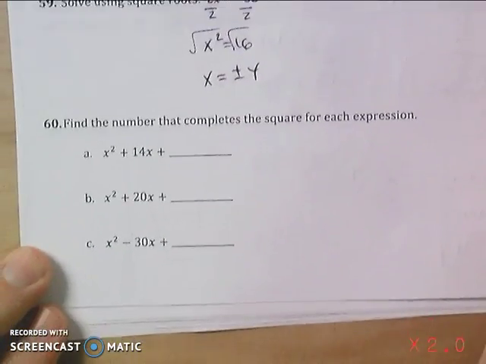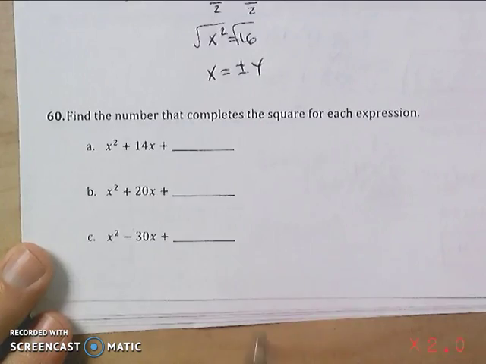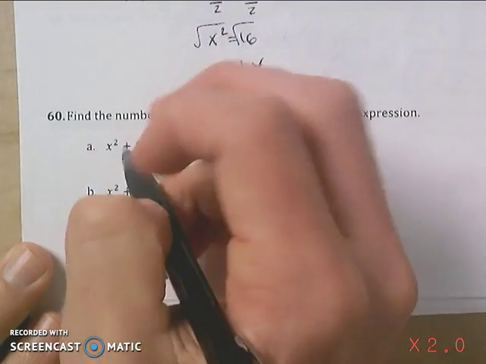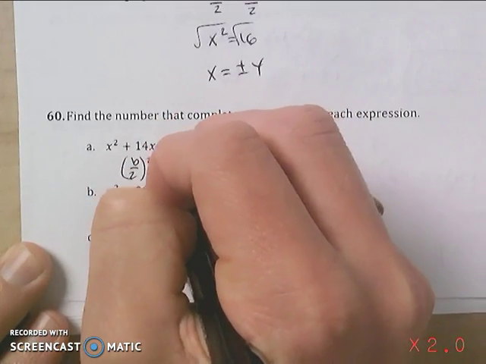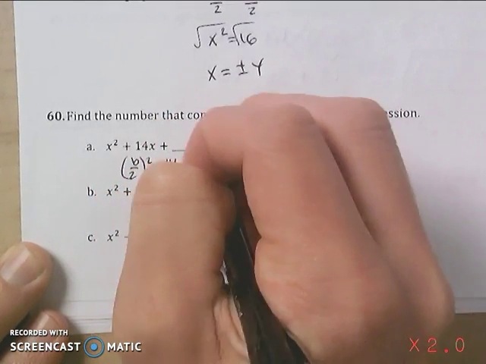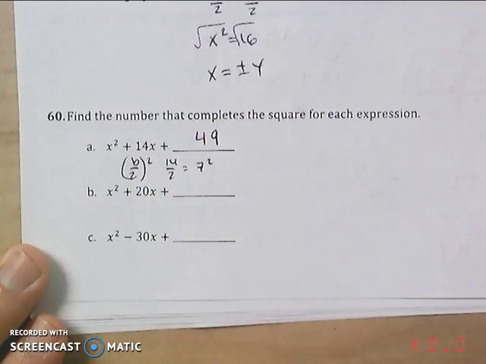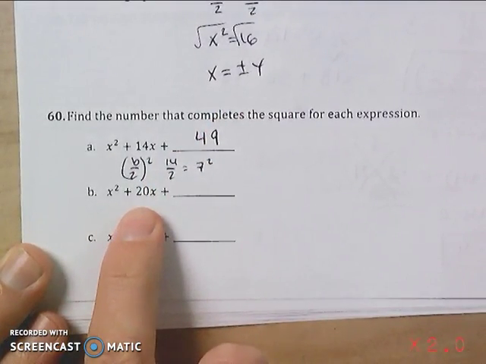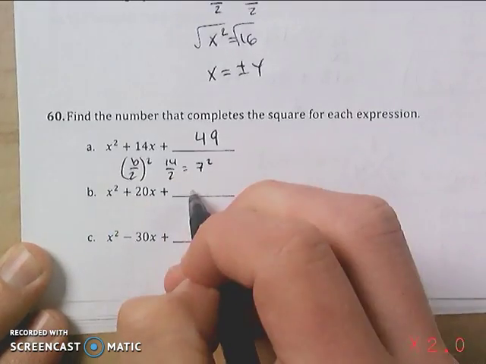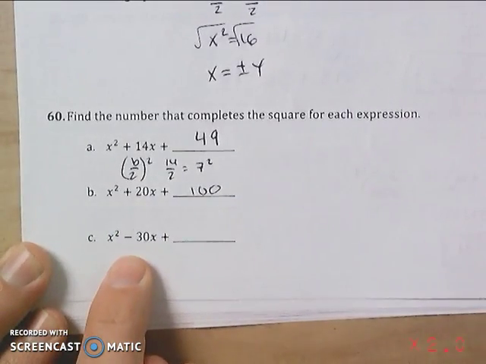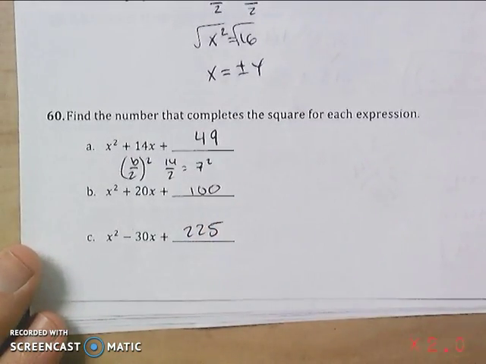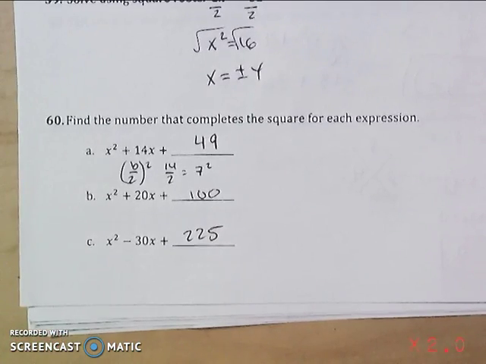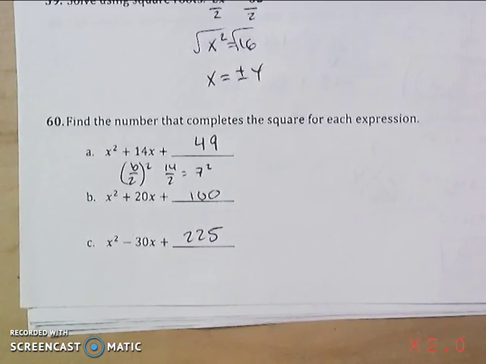60, find the number that completes the square for each expression. Remember, to find the completed square, we have to do b divided by 2 squared. In this case, I'm going to get 14 divided by 2, which is 7 squared, which is going to be 49. This one here, we're going to get half of 20, which is 10. 10 squared is 100. Half of negative 30 is negative 15. 15 squared is 225. Again, we're using b over 2 squared.